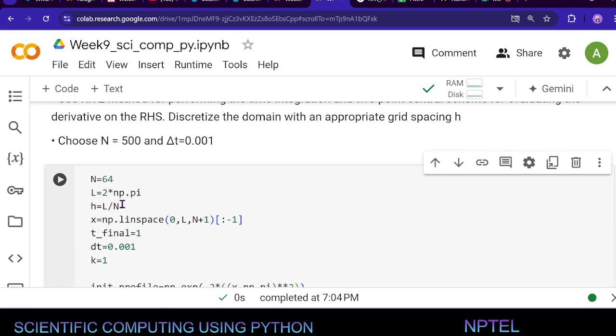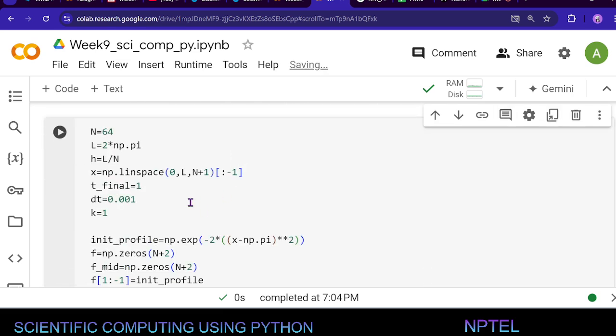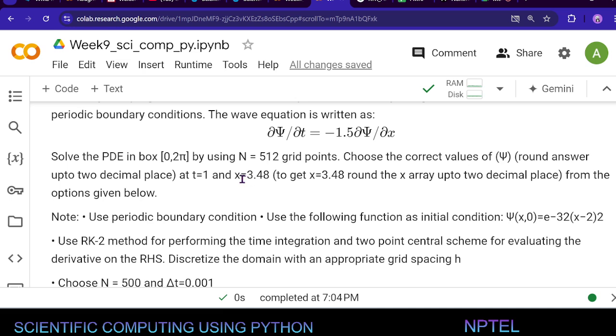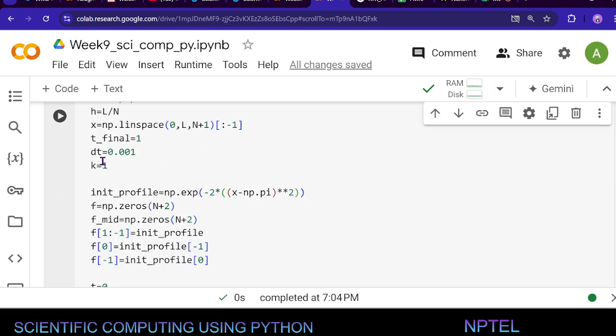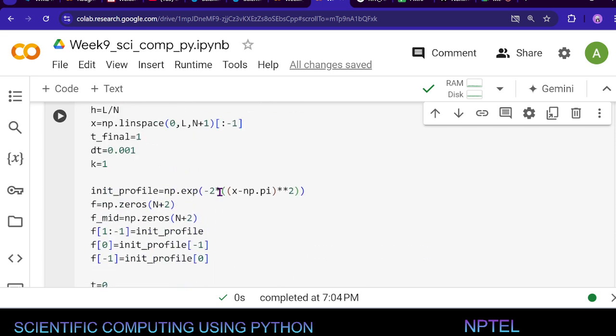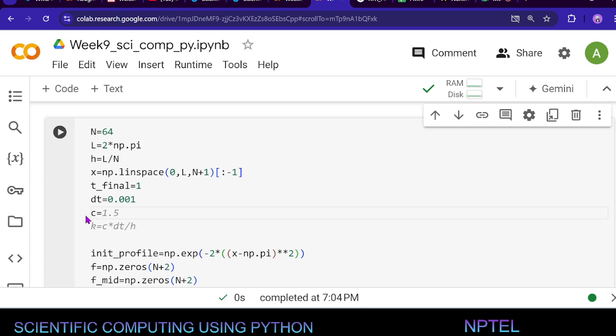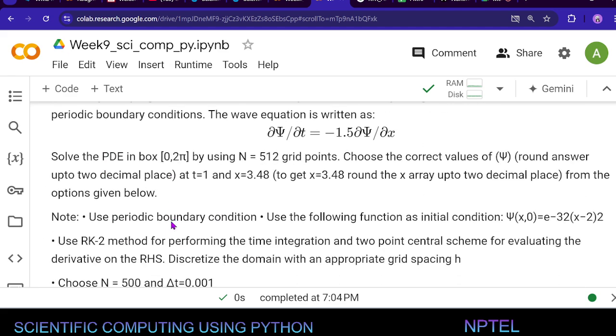H will be L by n. X is from 0 to 2 pi. Same thing. T final is 1. Dt is 0.001. K, instead of K we have C, the speed, which is 1.5. I don't know what this does, but yeah, C is this.